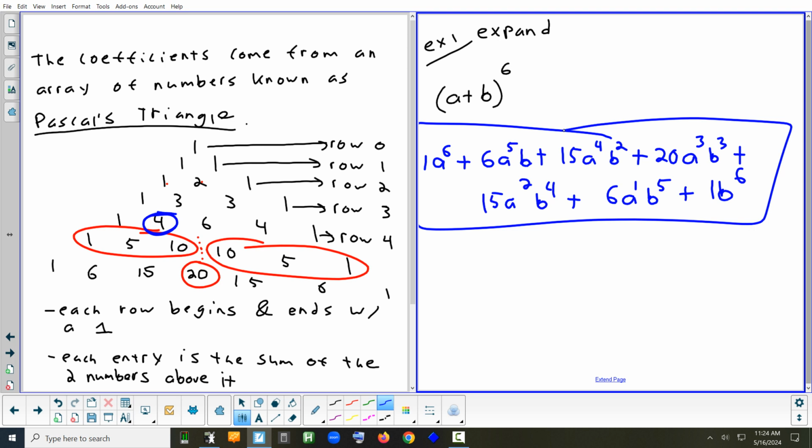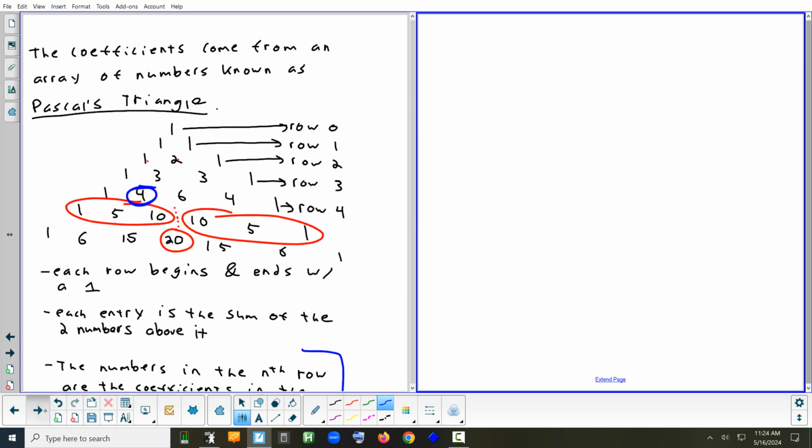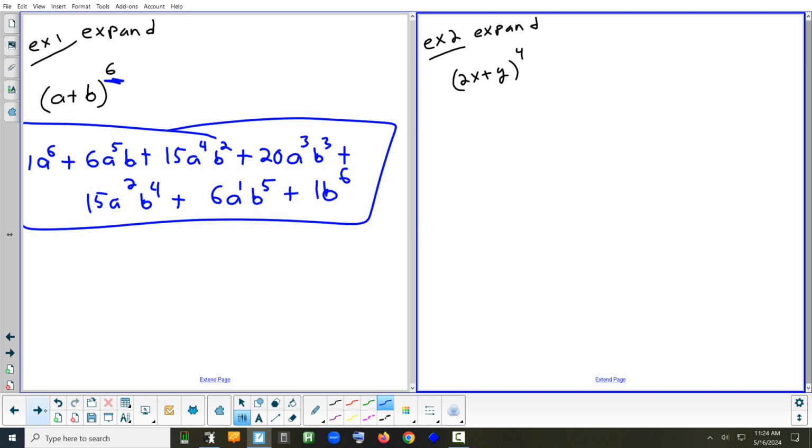Okay, and that is a series. It's a sum of 7 terms. It's a finite series. It's a very special series. It's the series when you expand a binomial to a power. That's a plus b to the 6th. Let's try this one. 2x plus y to the 4th.